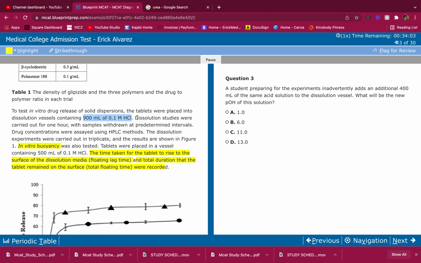And the H plus is the concentration of acid. We have 0.1 molar concentration of acid. So then when you plug that in, you get a pH of 1. But the pOH is 14 minus that 1. It's going to be 13.